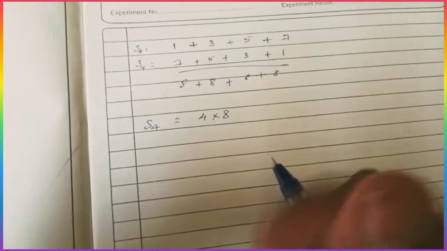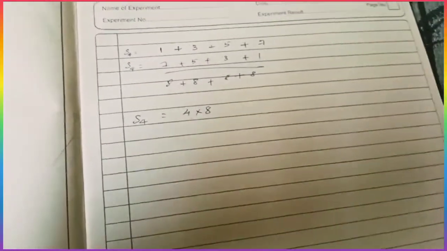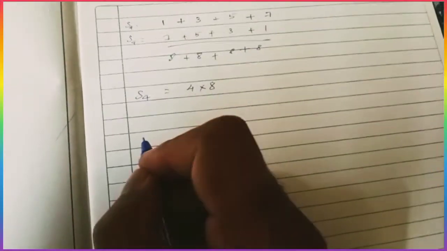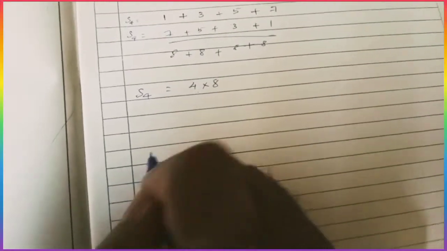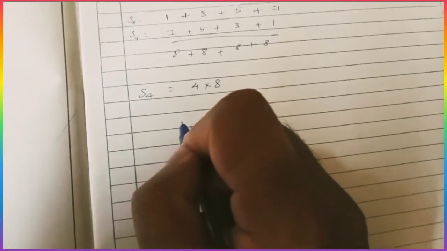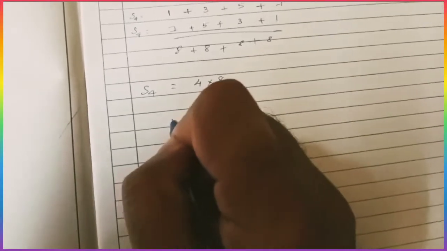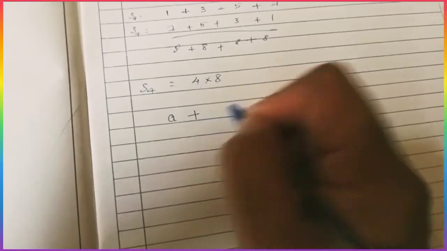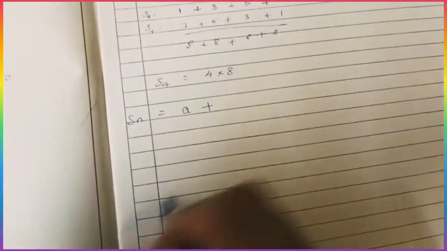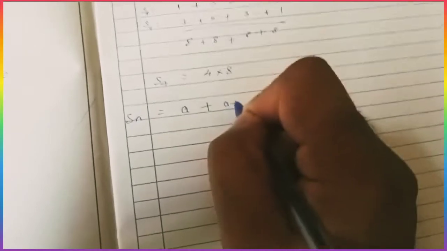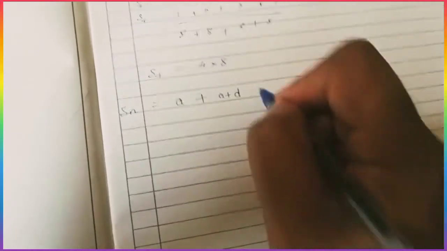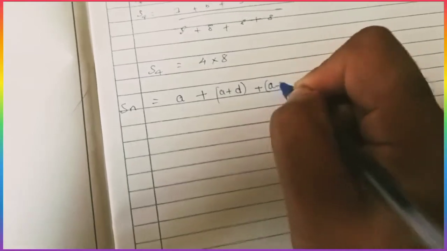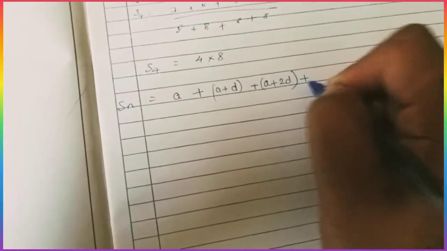So we can use another formula, slightly different. How? We will take an example here, the general form of the AP itself. The first term is written as what? A. We will add. Sum means Sn. Second term, A2, can be written as A plus D. Third term, A plus 2D, like that.